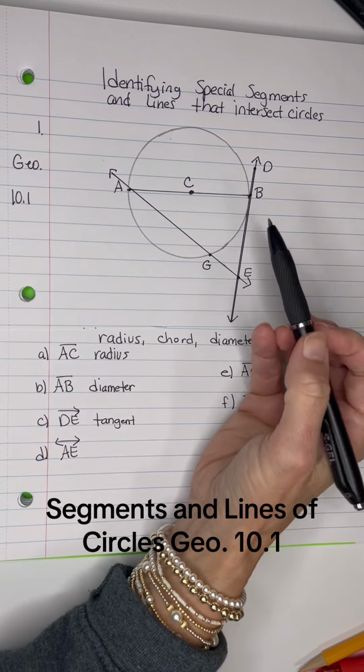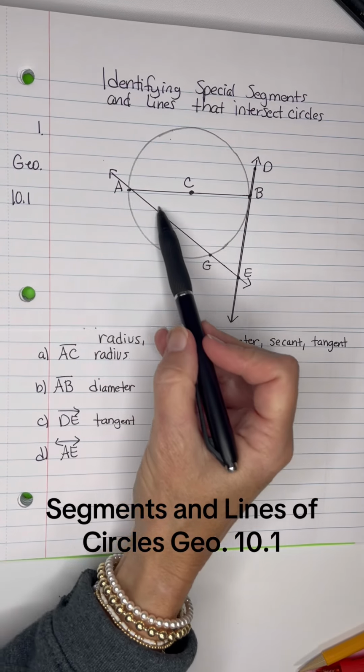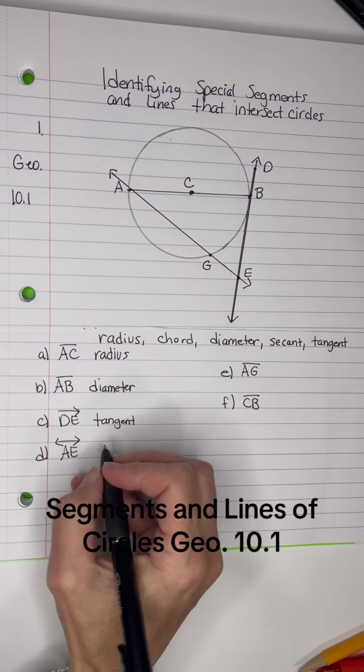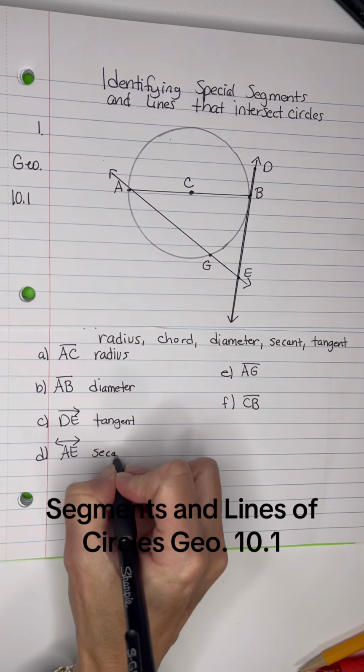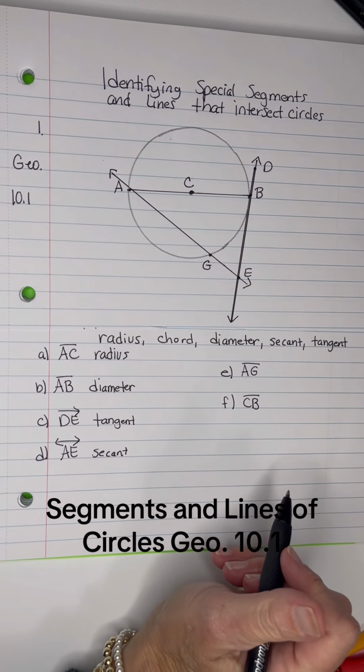All right, and then we have a line symbol over AE. So starting here and going forever in this direction and this direction, both ways, that right there is called a secant. And a secant is a line that intersects the circle in 2 points.